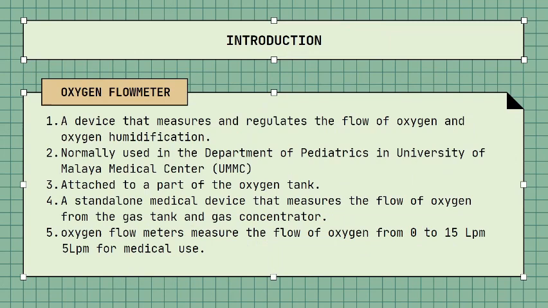As for the introduction, an oxygen flow meter is a device that measures and regulates the flow of oxygen and oxygen humidification. It is normally used in the Department of Pediatrics in UMMC. The oxygen flow meter can be attached to a part of the oxygen tank, or it can be a standalone medical device that measures the flow of oxygen from the gas tank or a gas concentrator. Oxygen flow meter measures the flow of oxygen from 0 to 15 liters per minute. As for medical use, a patient needs 5 liters per minute of oxygen supply.